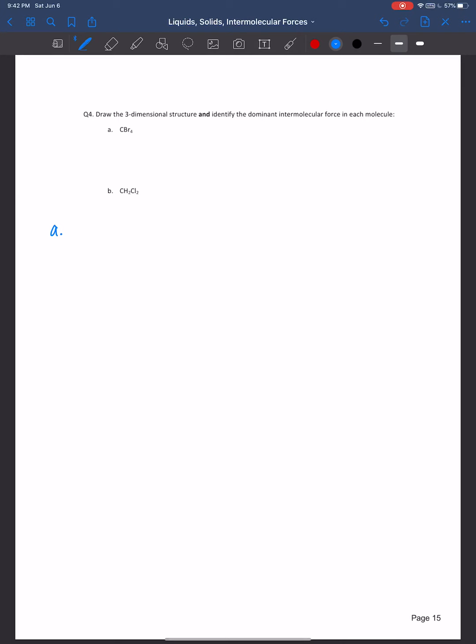The first one is carbon tetrabromide. How many total valence electrons does carbon tetrabromide have? You can pause the video and try to do this on your own first. I always highly encourage that you do when I practice problems with you, so then you can check your work and see, do I actually understand this material, or do I need a little bit more help? All right, so it has 32 total valence electrons to work with.